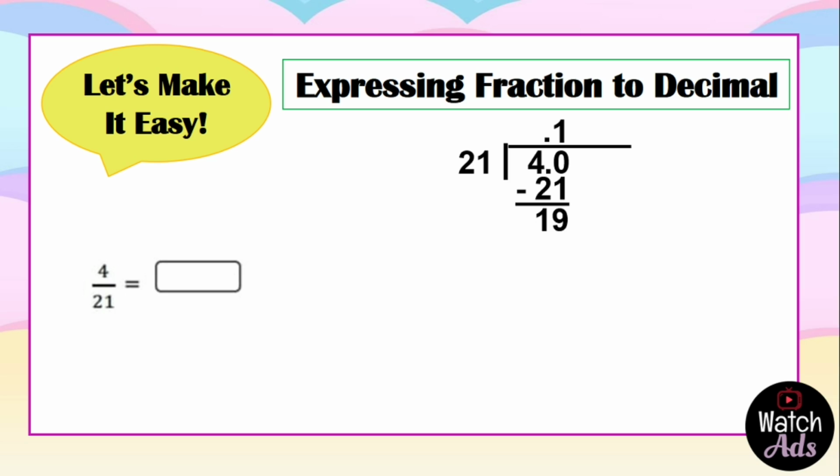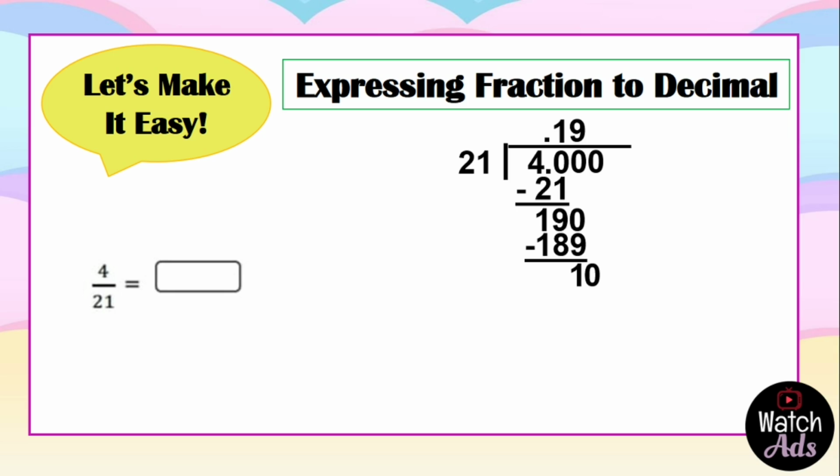We affix another 0 and bring it down. That is 190 divided by 21. Now the answer is 9. Multiply it by 21. That gives us 189. The difference is 1. We affix another 0 to 4, and then we bring it down.